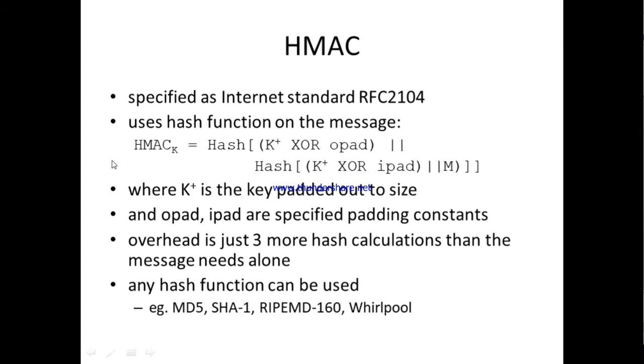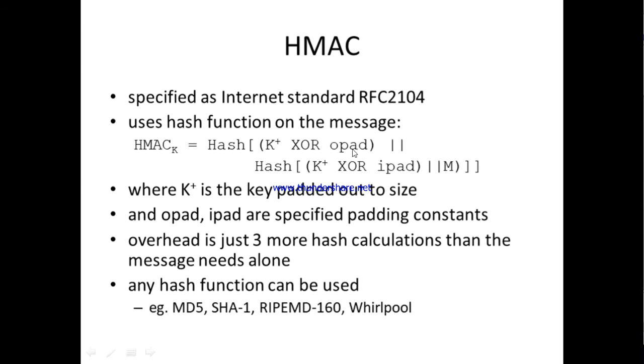It uses a hash function. The HMAC code can be generated by taking K plus, where plus means we are adding some additional bits, XORed with OPAD, that is the output padding. That is concatenated with the already calculated hash of K plus XORed with IPAD, that is the input padding. So we are going to use some input padding and output padding values.